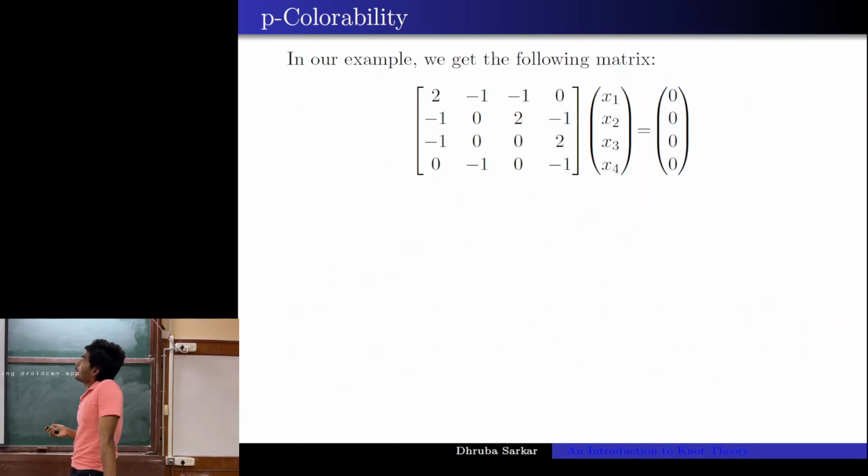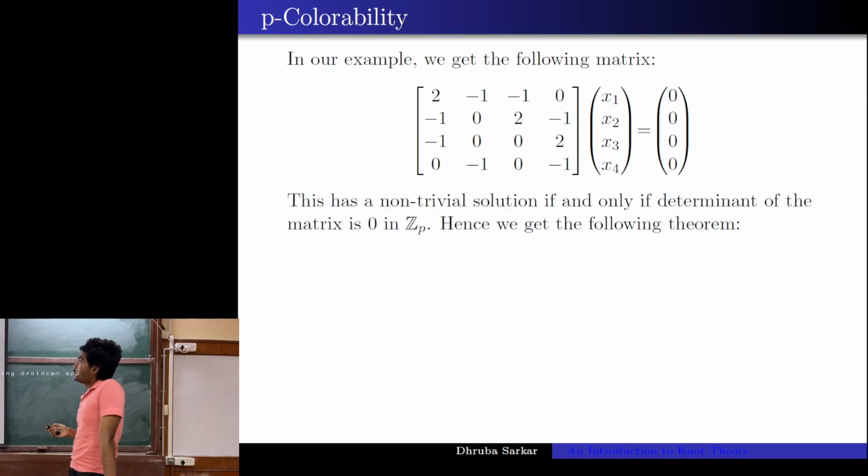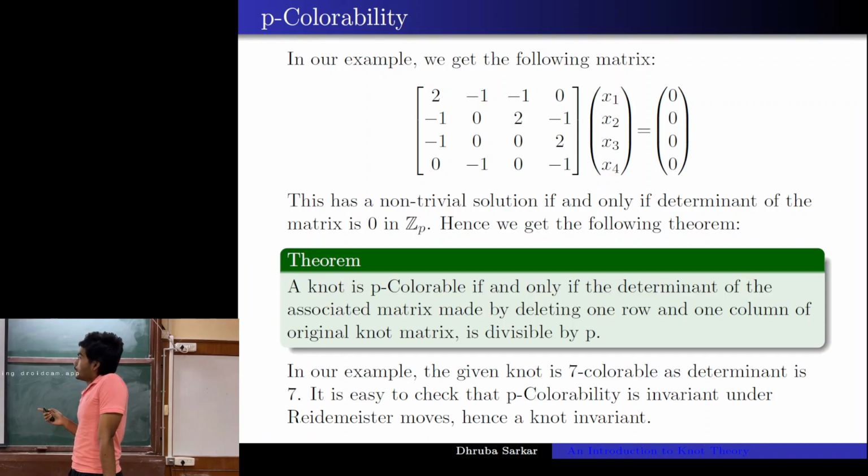So, in our example, after deleting the last row and the last column, we get this. And as you can see, the matrix on the left-hand side actually has a non-zero determinant in Z. So for this to have a non-trivial solution, the determinant should be 0 mod p, right? So we get the following theorem: a knot is p-colorable if and only if the determinant of the associated matrix, made by deleting one row and one column of the original matrix, is divisible by p.